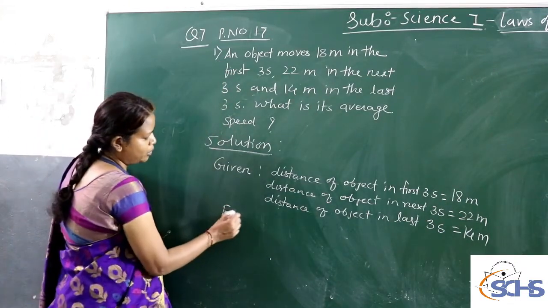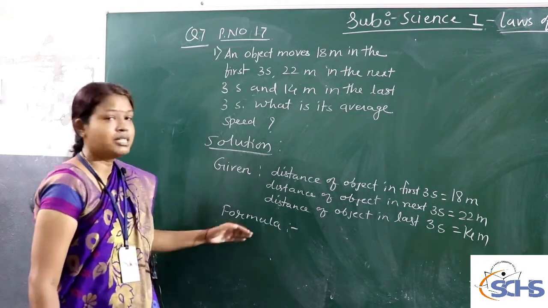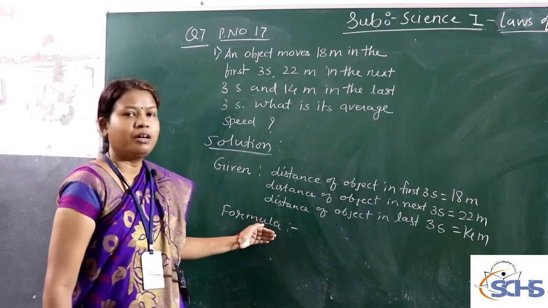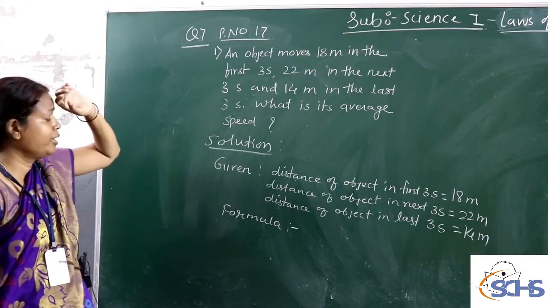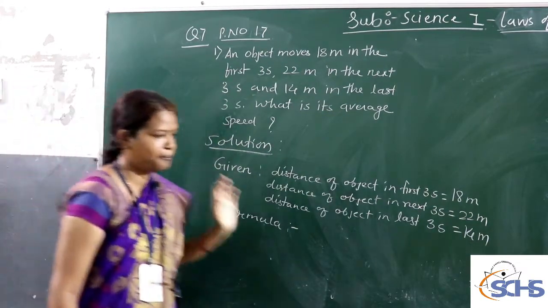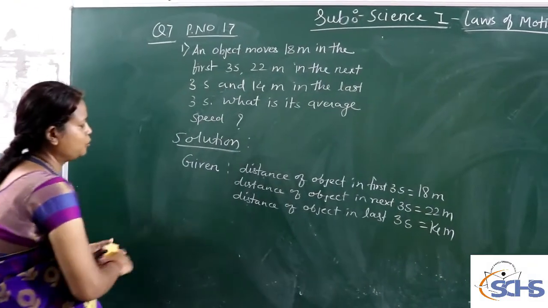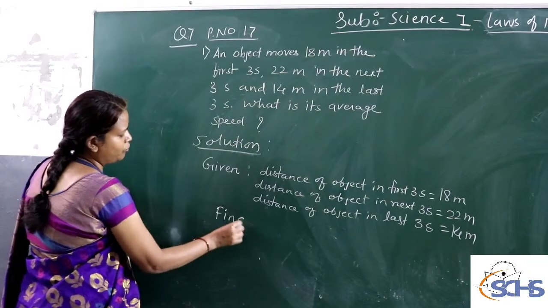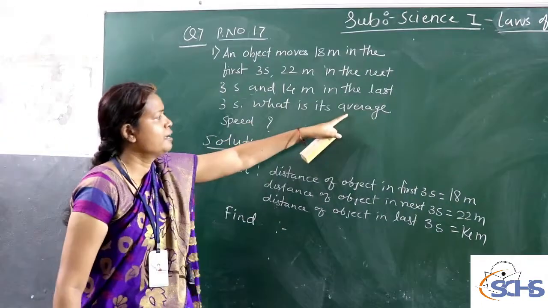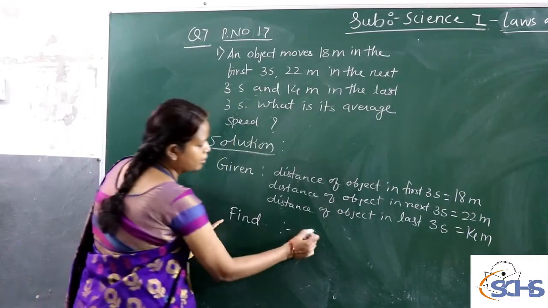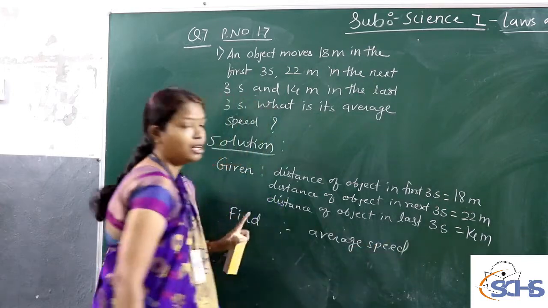Second step, write the formula. We discussed this formula in our online class. So what is the formula? What do we have to find out? First we have to write what we have to find out. Before writing the formula, you have to write what we have to find in this example. What is its average speed? So find average speed.